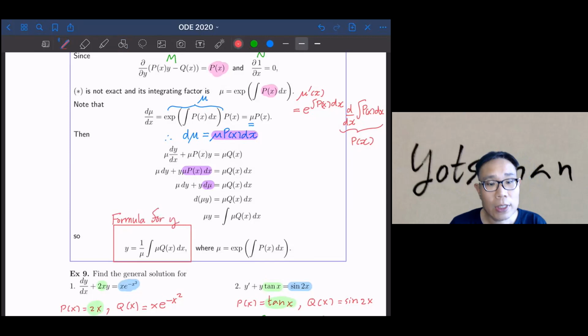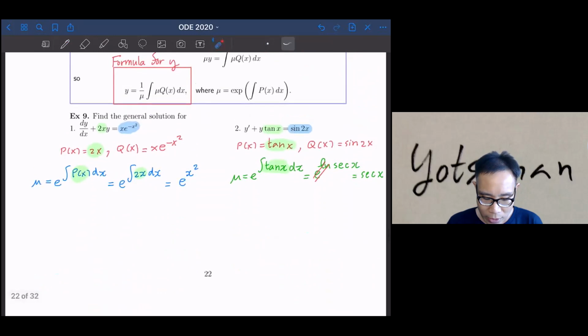So for a linear equation, you just have to find mu. Mu will be just the formula up here, and you're going to have y, which is the formula down here. So basically, it's two formulas in order to solve the equation, and that's it.